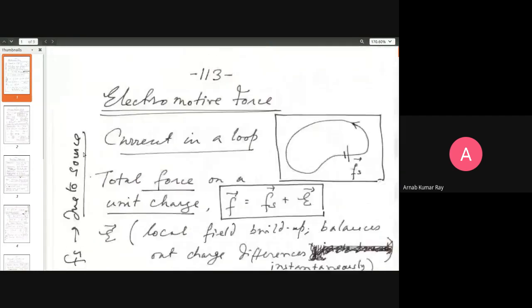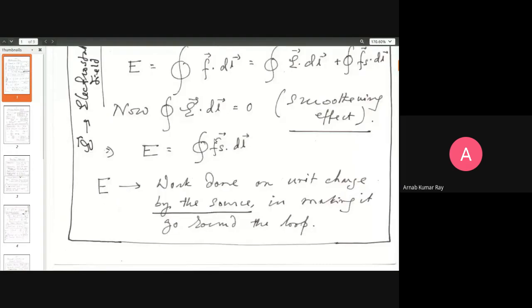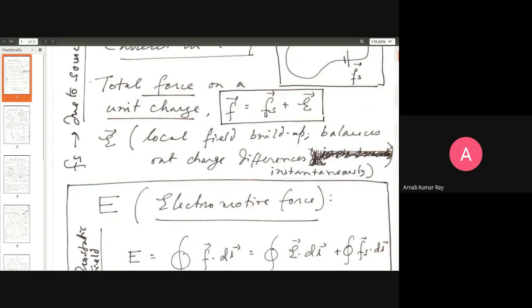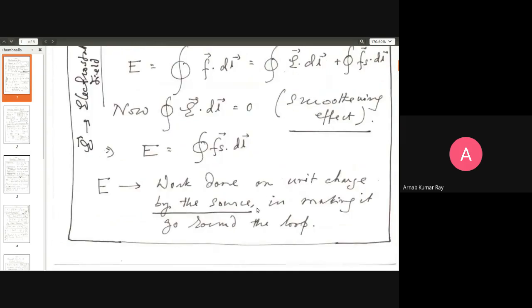Fs. So Fs is due to the source. So basically, this is a force on a unit charge, force dot dl. And what is force dot dl? Work done. So basically, the electromotive force is to be understood as the work done on a unit charge. Follow very carefully. Work done on a unit charge by the source, Fs. That's why it has been underlined, stressed, Fs, in making it go round the loop.